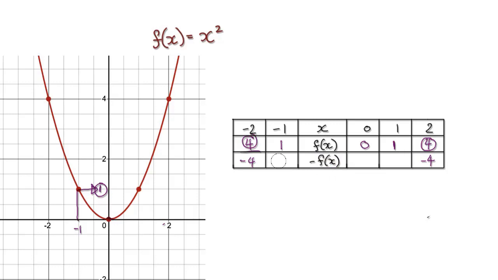Oops. Let me clean this up. So now what goes in here would be minus and then f of negative 1. Well, f of negative 1 is this number here, 1. But don't forget you've got a minus in front of it. So it becomes negative 1. So basically it's going to become the negative of this. Negative 0, but then negative 0 is 0. So we just leave it as 0.